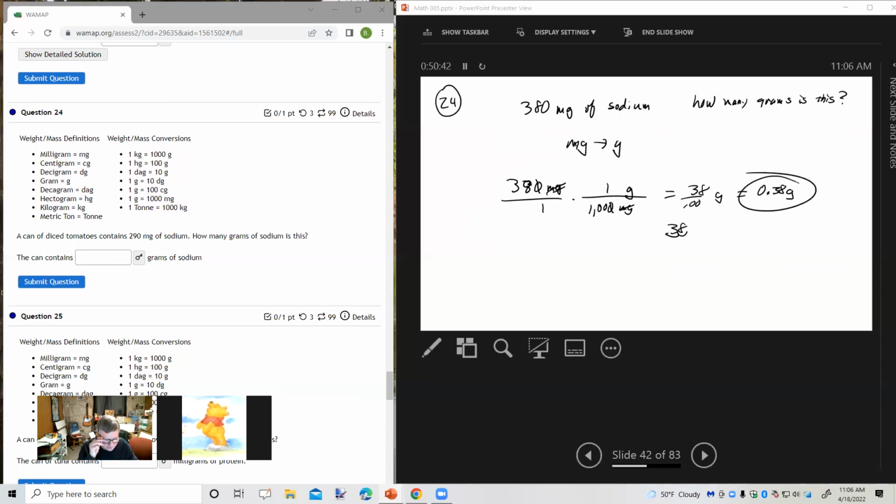I don't know if it's true, but I'm told that in countries that use the metric system, everything is decimals. They never use fractions. Again, I don't know if that's true, but that's what I've been told.